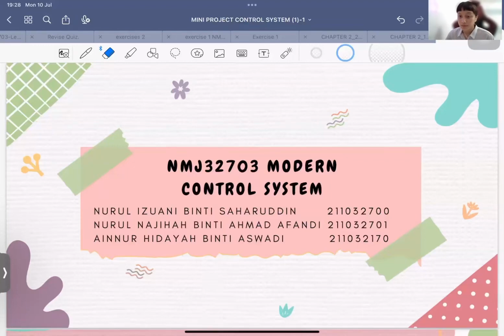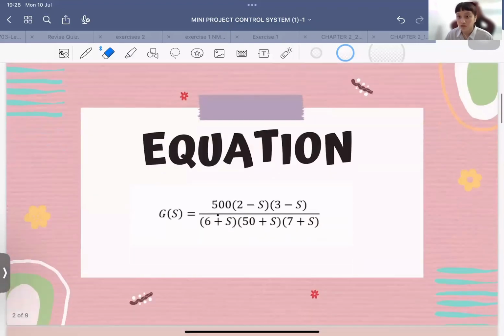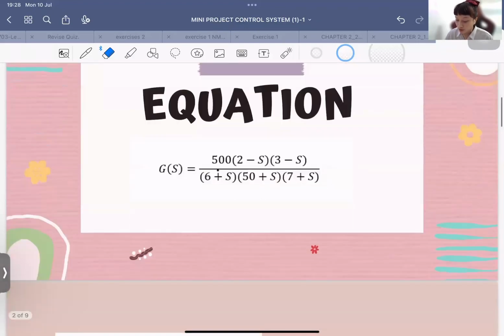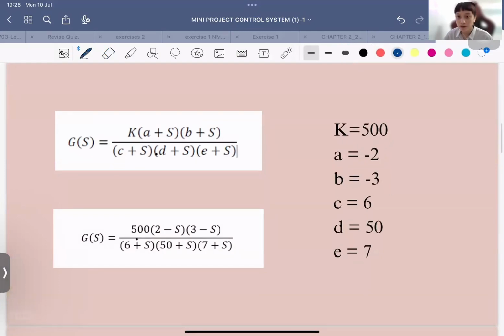So from this mini project of control system, we need to create a transfer function with at least 1 k, 2 poles and 3 zeros. So we have created our equation of transfer function. From our transfer function, we put the value of k 500, a negative 2, b negative 3, c 6, d 50 and e 7. So we transfer this equation into the Scilab code.